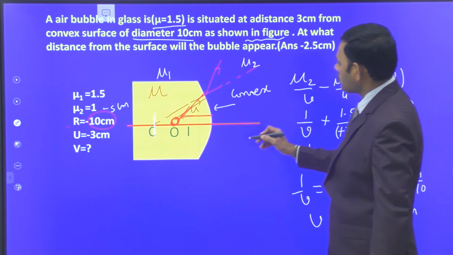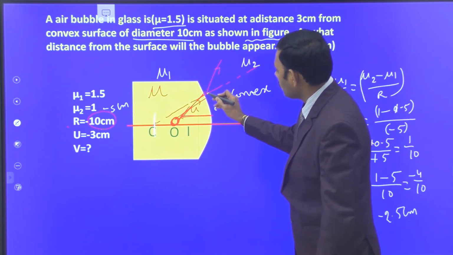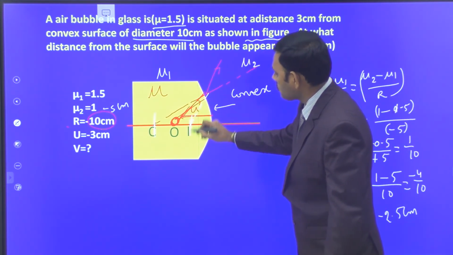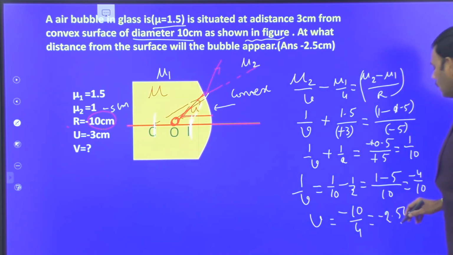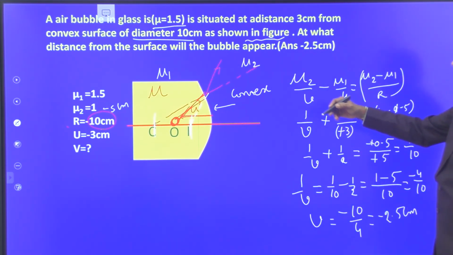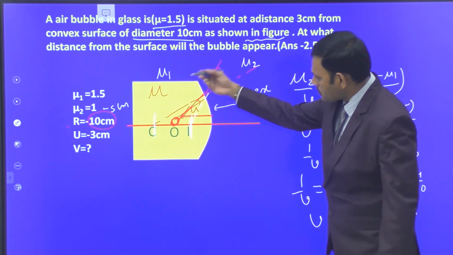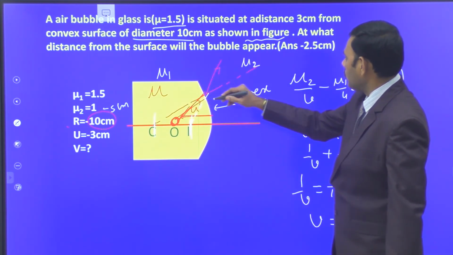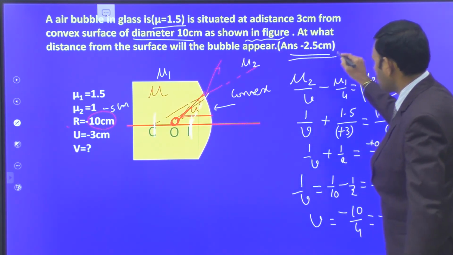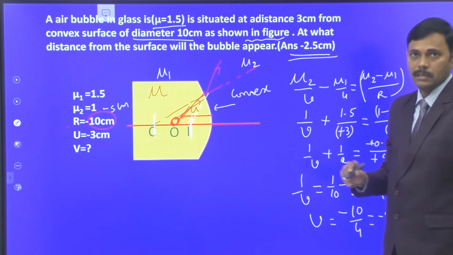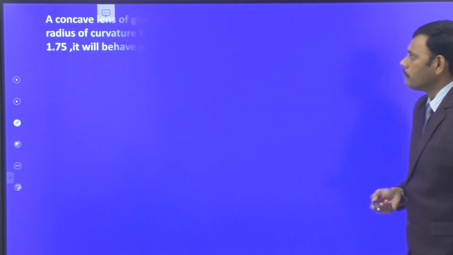So it forms a virtual image as the divergent light rays, when extended backwards, form the image here. So we get a negative value of V, which means it is a virtual image formed inside the denser medium, so that is why we are getting a negative value. So the answer is V is equal to minus 2.5 centimeters. So let us move on to the next problem.